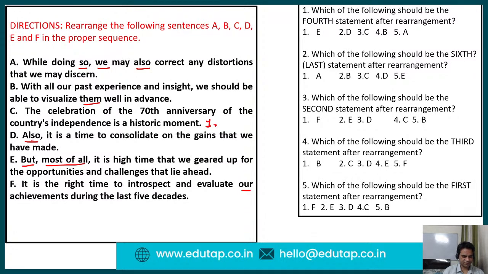Second is F. Very good, Virish. No, Sonali. Second sentence is F. The celebration of the 70th anniversary of the country's independence is a historic moment. It is the right time to introspect and evaluate our achievements during the last 5 decades. See? Second should be F. Very good. Now you can find the third sentence.